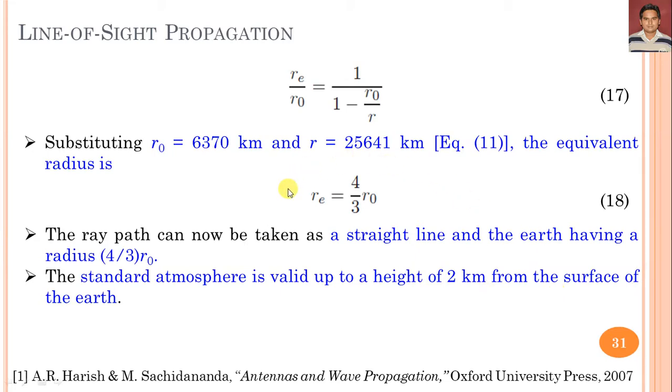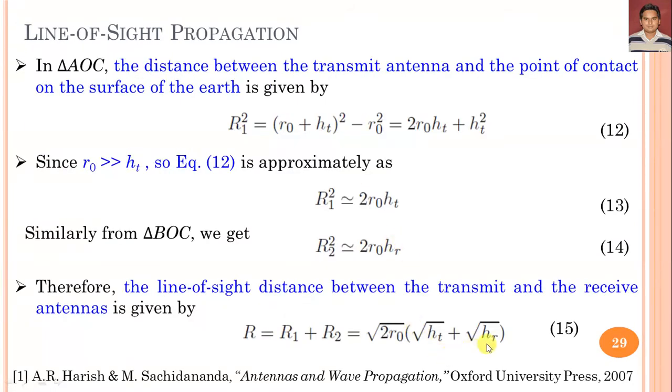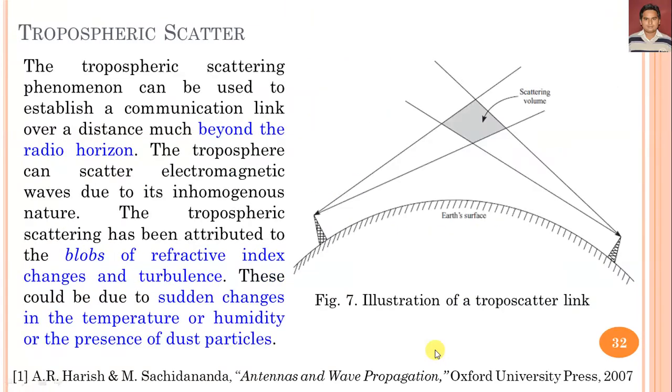So this is another important expression. If the curvature of the earth is considered, in that case we can also calculate the line of sight distance that we have given or represented in expression 15 by putting r naught equal to ra, and we are considering 4 by 3 r naught, then we can calculate it.